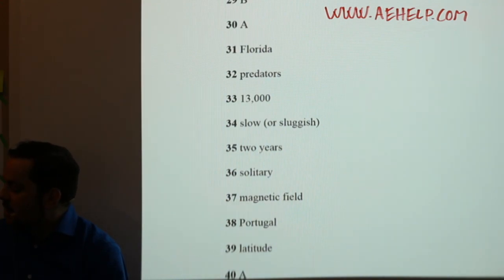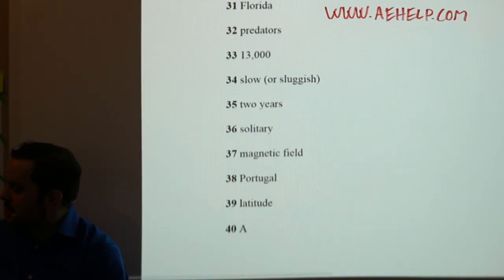If you have a comma, that's great. If you don't have the comma for 13,000, that's okay as well. Just make sure that you don't use a period. Slow or sluggish, both are accepted for the answer.